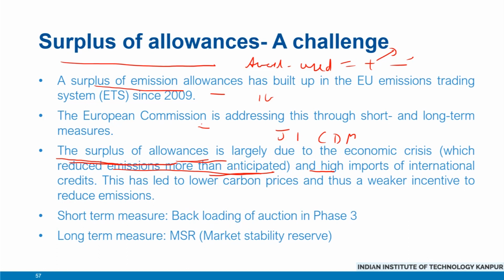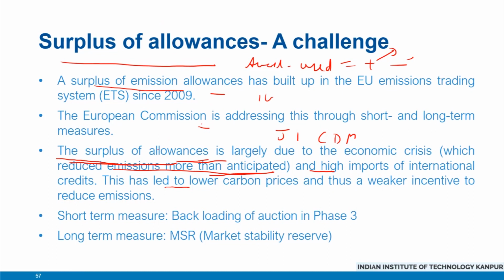And this has led to lower carbon prices and weaker incentive to reduce emissions. What it means is that if carbon prices are weaker and lower, which essentially imposes a cost on emitters, and if prices are lower, there is less motivation to invest in clean and green renewable technologies in order to reduce emissions.